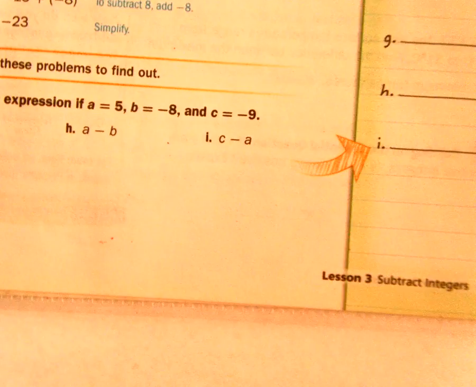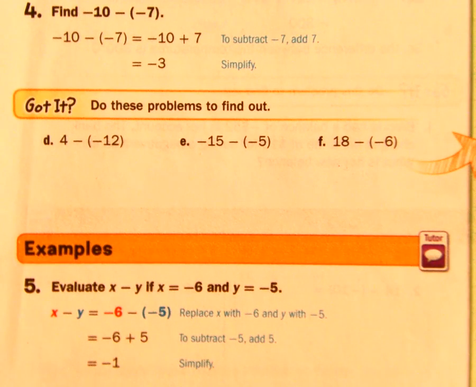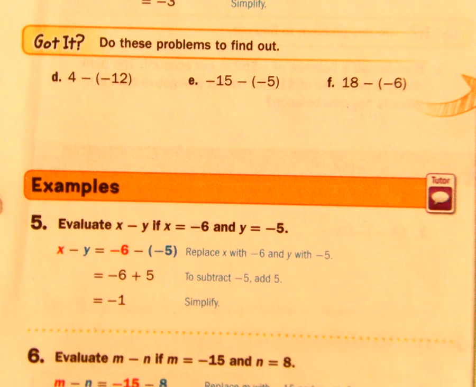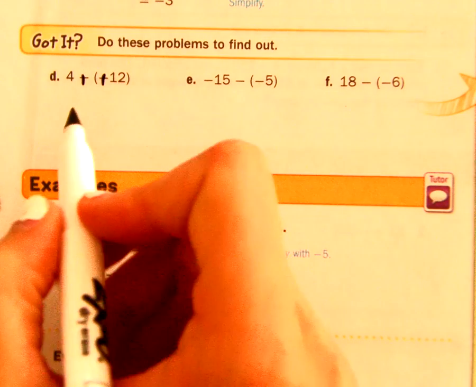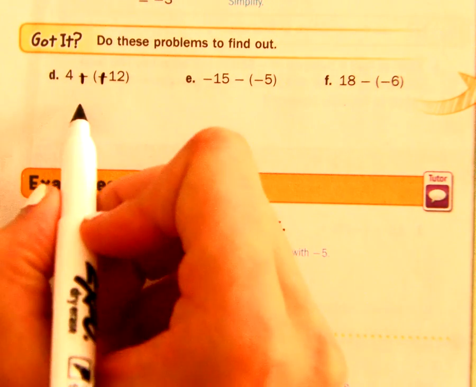Okay, if we look at example D here, we have 4 minus negative 12. Now, whenever you see a double negative, so minus a negative, that's always a positive. Double negatives are always positive. So right away, I make these addition signs. So now I have 4 plus 12, and 4 positives plus 12 positives is 16 positives.